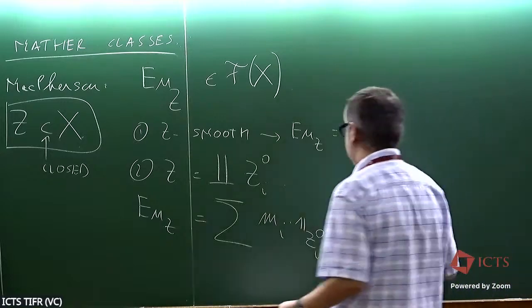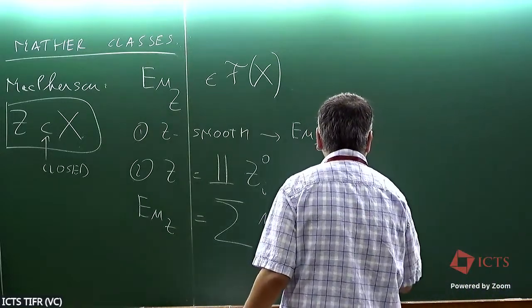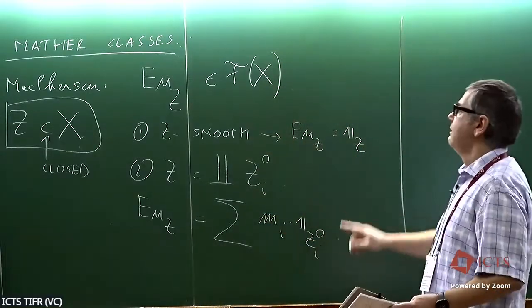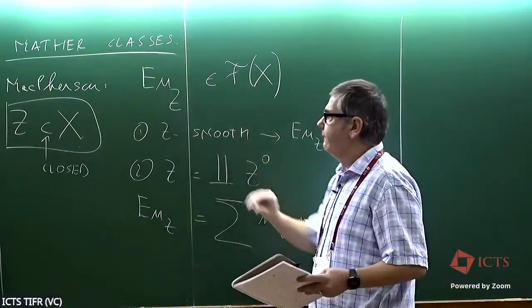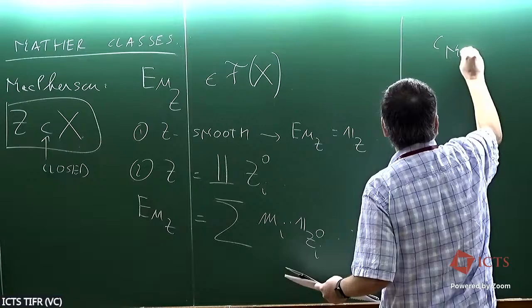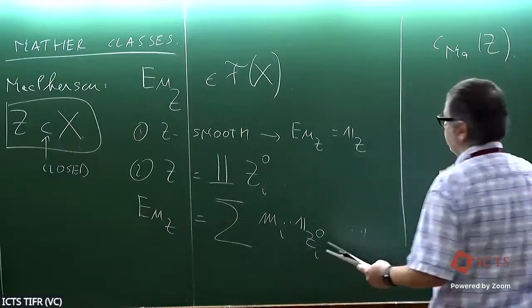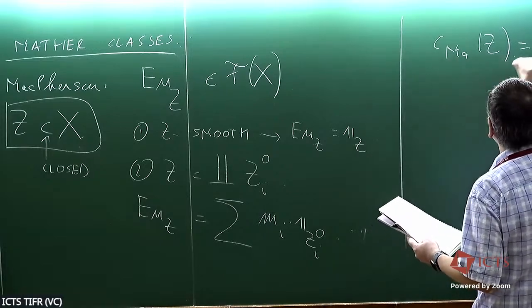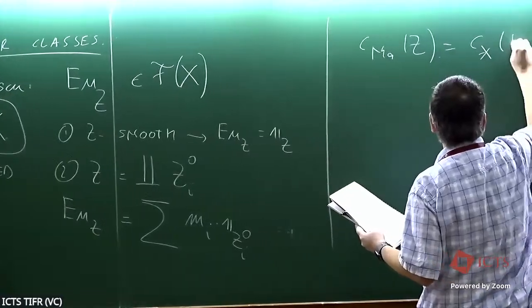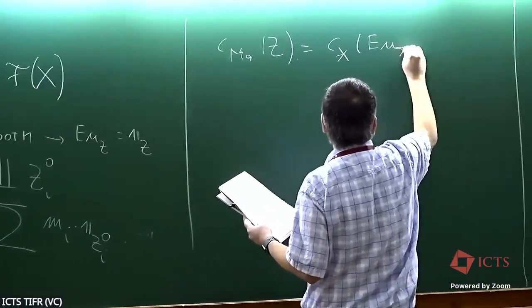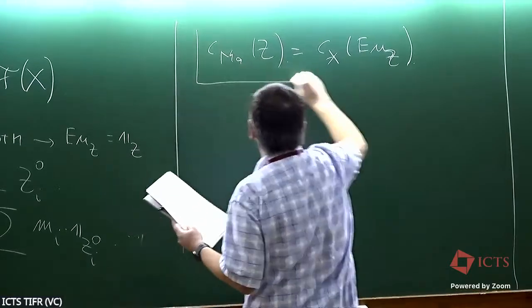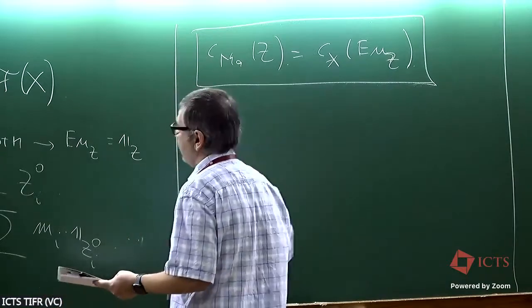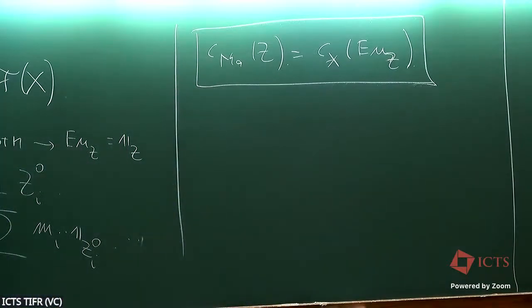So I didn't quite tell you what this is, but hold on. I imagine that the people on the other side of the room can't see anymore, but okay. Once everything is defined, the Mather class is just the image under the Macpherson transformation of this local Euler obstruction. And in fact, Macpherson defined this first and used it to actually define that transformation over there.